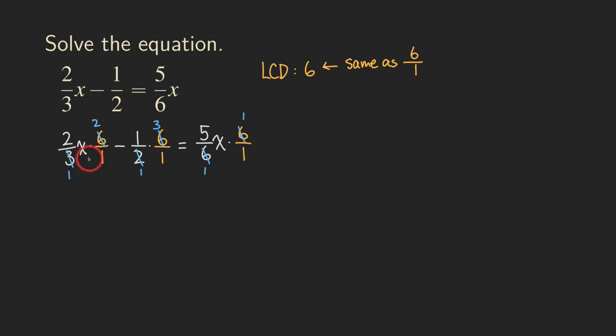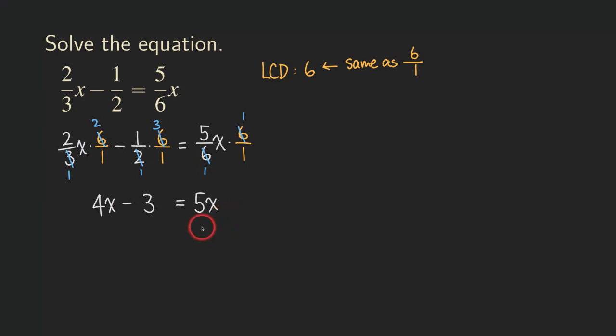So for the numerator, we are going to have 2 times x times 2, so that's 4x. And then don't forget the sign, so minus. And then we have 1 times 3, so that's just 3. And then we have 5 times x times 1, so we are just going to get 5x. So again, when you do this operation in this first step, there are no more denominators.